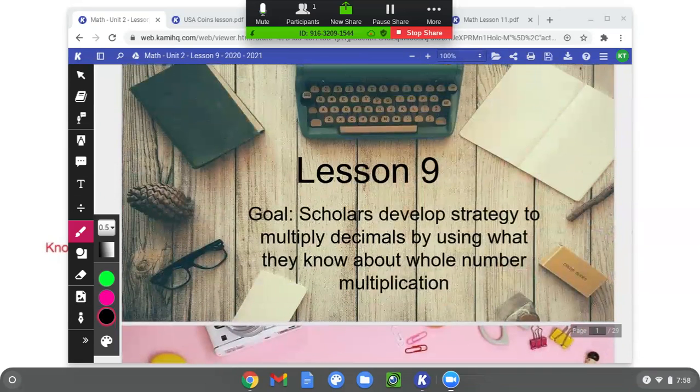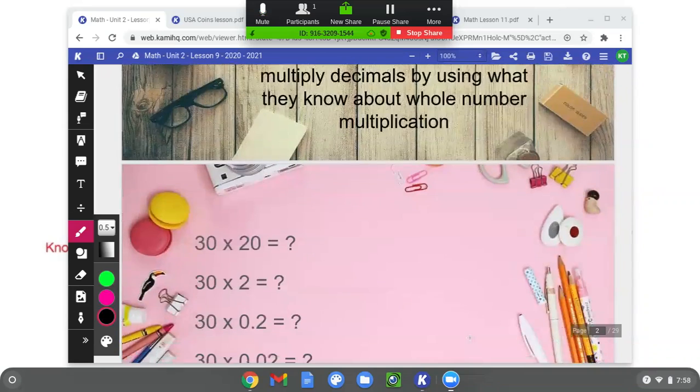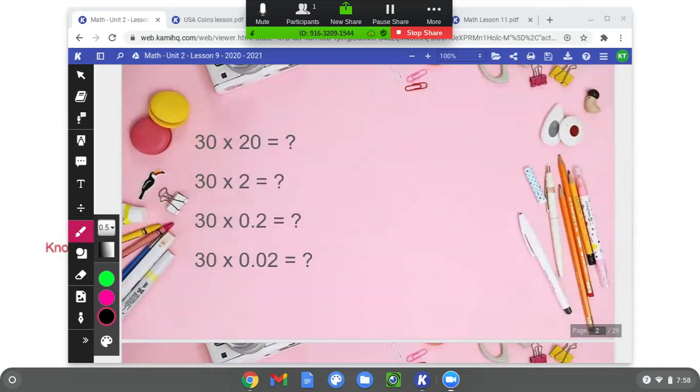We are on lesson 9 and we are continuing to build the foundation of multiplying decimals. We want to use what we know about multiplying whole numbers. A whole number would be like 30, 20, 2. A decimal number would be 2/10 or 200ths. We could see those down here. So we want to use what we know about multiplying whole numbers and manipulate them to make multiplying with decimals more efficient, easier.